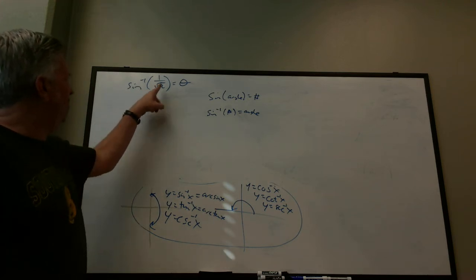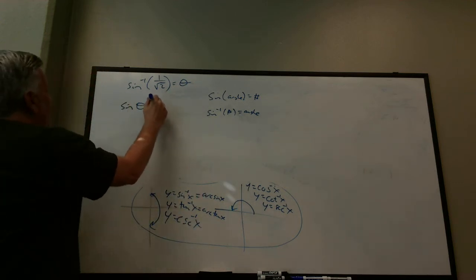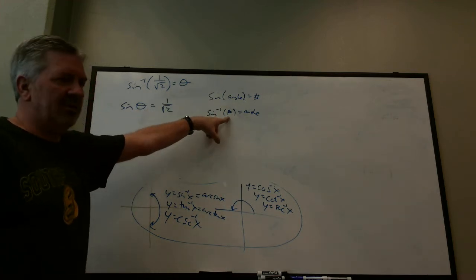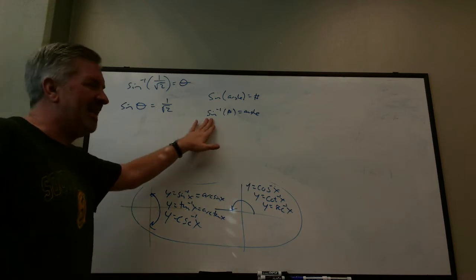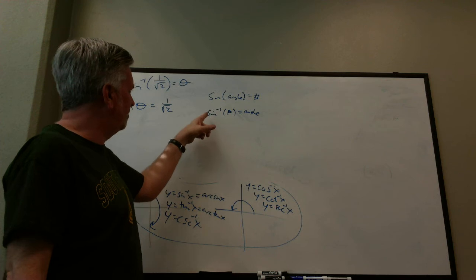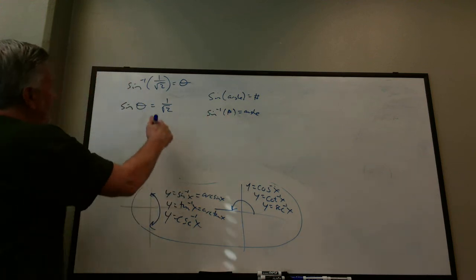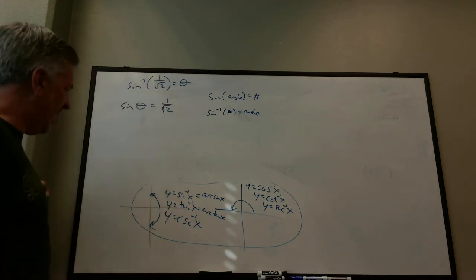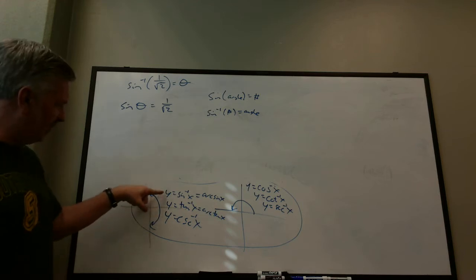Sine inverse of a number is an angle. That means sine of the angle is the number. No problem, right? We've already known about this. Even though we haven't talked about sine inverse, it makes sense. Sine of an angle is a number. The domain and the range switch for inverse functions. So sine inverse of a number is an angle. And based upon this, where's the angle? The angle is here or here. It's either in the first or the fourth.